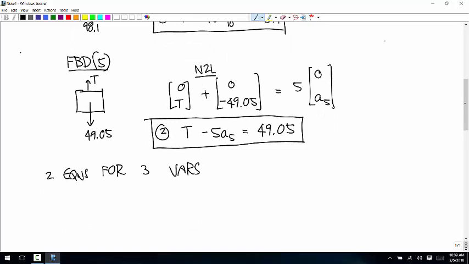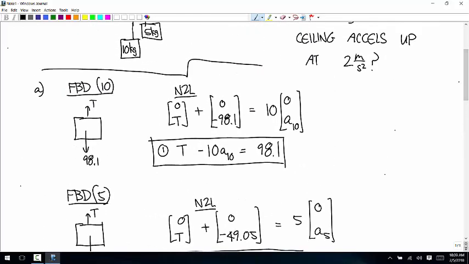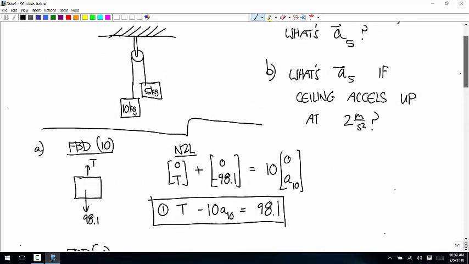But this is where we use the fact that the cable is inextensible. If you assume the cable keeps the same length, and if you pull the 10 kilogram box down an inch, this one goes up an inch. And so the velocities have that same equal and opposite relationship, and the accelerations have that same one. A10 is negative A5, yep. So one's going up and one's going down, but the magnitudes are the same.